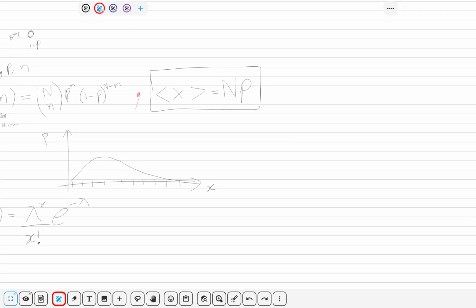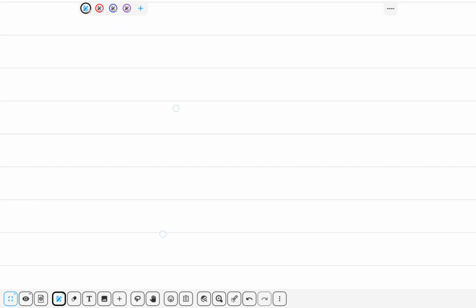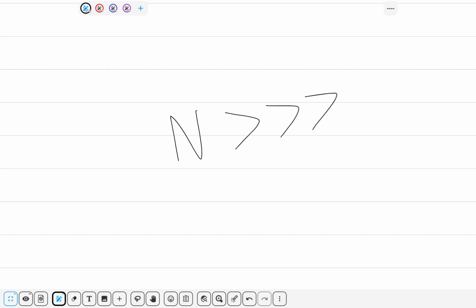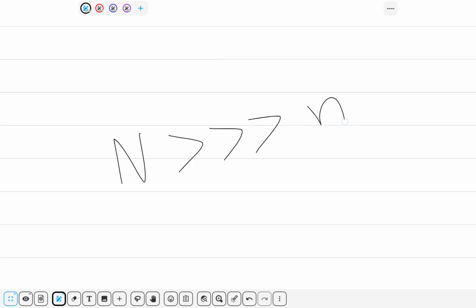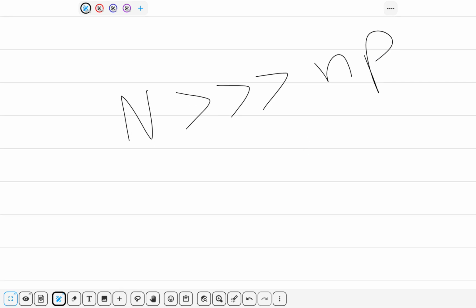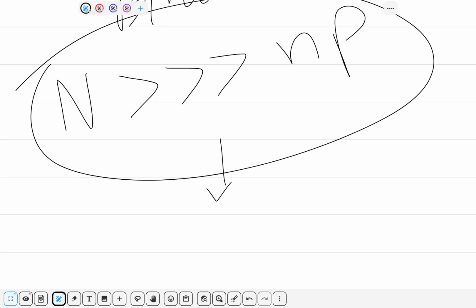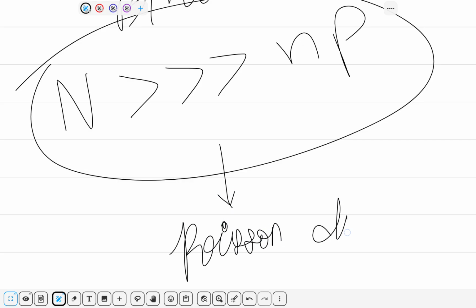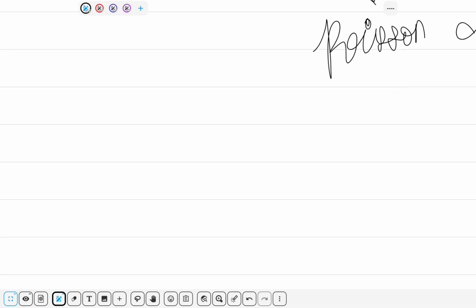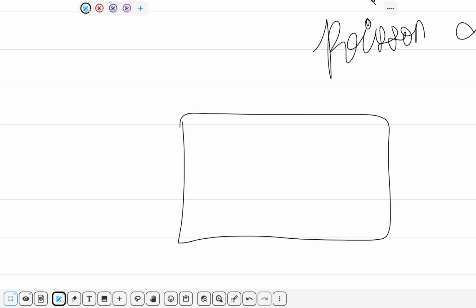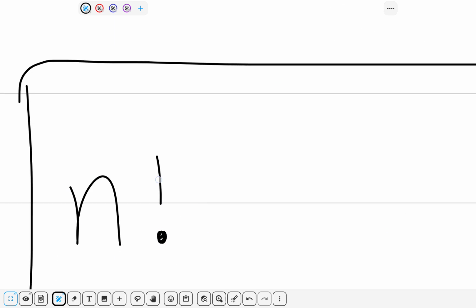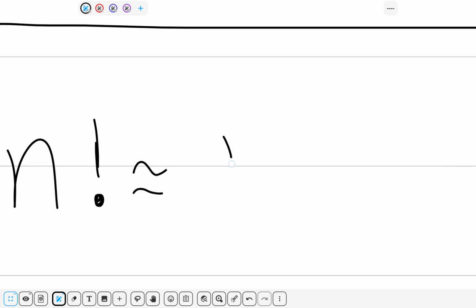So the thing is, when n becomes large, a very large number, very large compared to the mean of the distribution, the binomial distribution gets converted into the Poisson distribution. So the most important formula here is this one: n factorial for large n is approximately equal to n by e power n, times square root of 2 pi n.